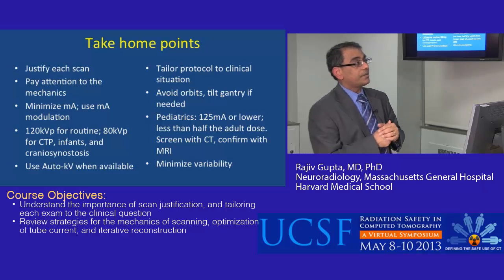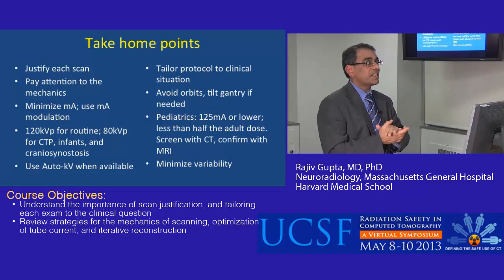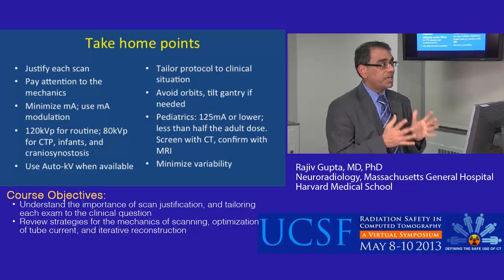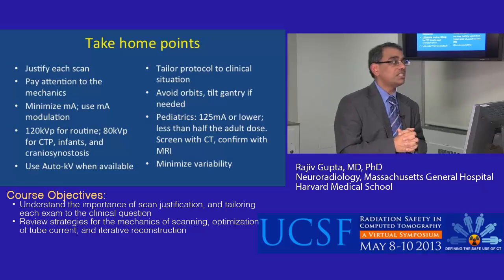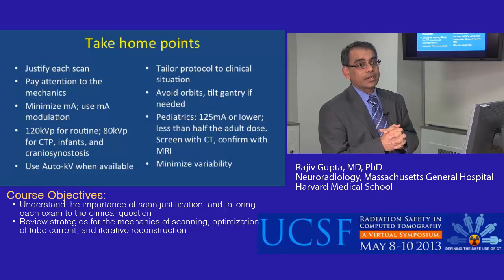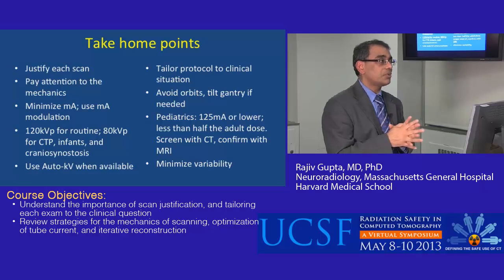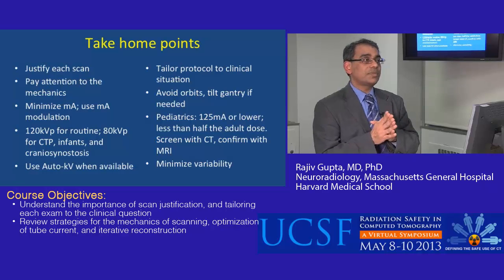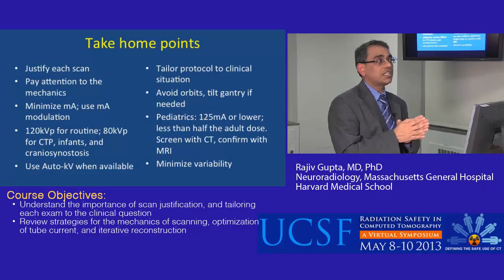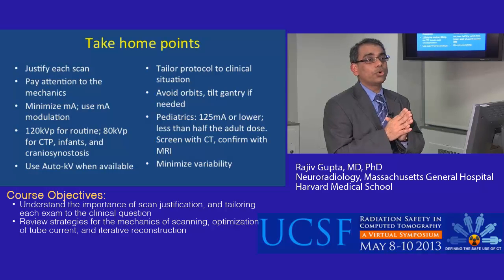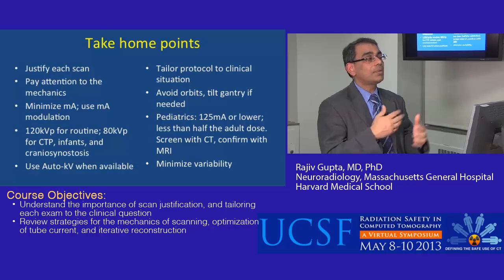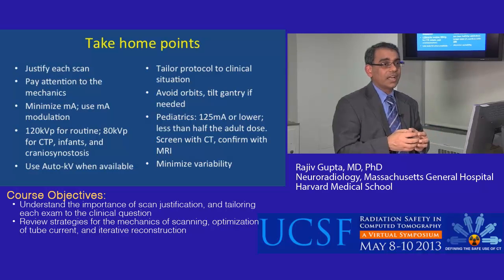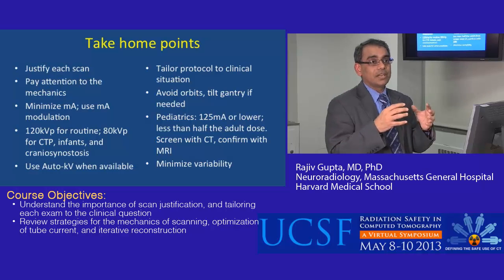So the take home points here are that there are multiple strategies that one can employ in order to minimize the dose. First and foremost, justify each scan, make sure that each scan was warranted. There are times when we can change the modality. For pediatric cases, we can sometimes use an MRI scan instead of a CT scan. And even when we need to do a CT scan, we can do it at a very low dose, and if an abnormality is found, we can confirm that on an MRI. There are multiple ways of not doing a CT scan, and doing a CT scan only when it is completely warranted.